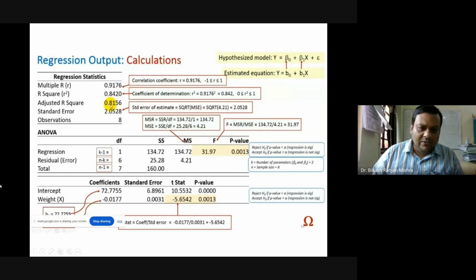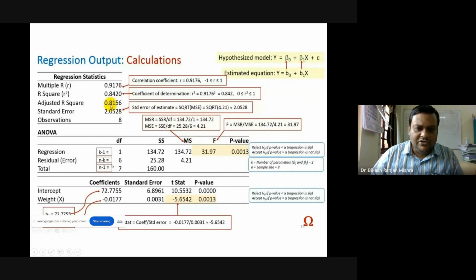Now coming to the ANOVA part, there are three parts to it. One is the regression part, where the degrees of freedom is basically k minus 1. K means parameters. Here there are two parameters, beta 0 and beta 1, or in other words, two variables, one dependent and another independent. On that basis, k is 2. K is either beta 0, beta 1 or x and y. Because two variables are there, 2 minus 1, the degrees of freedom is 1.